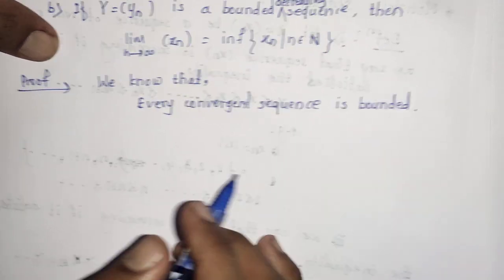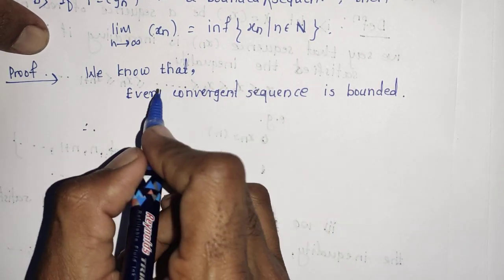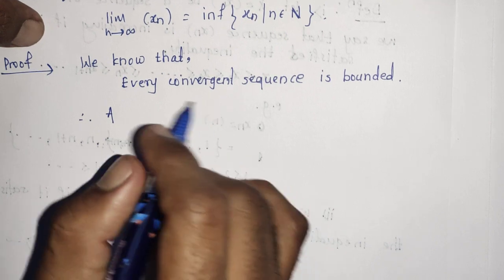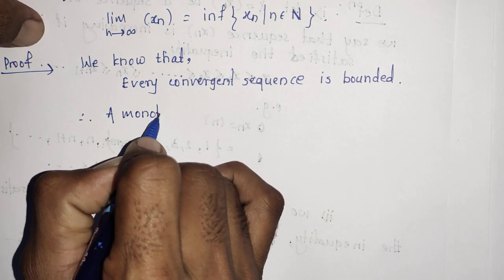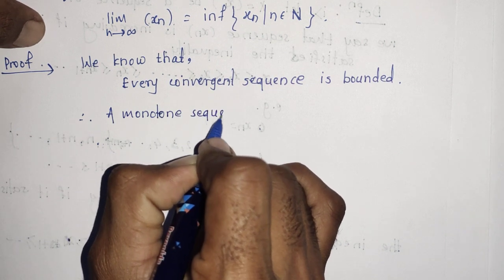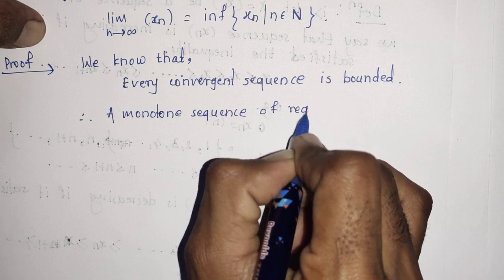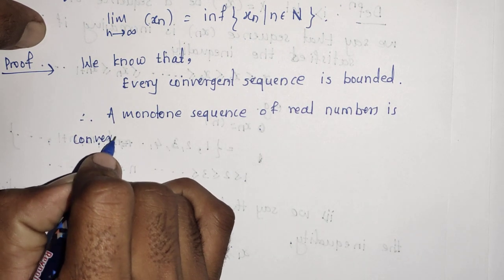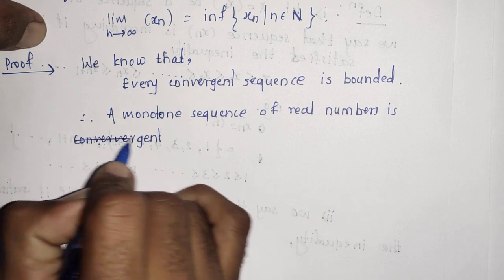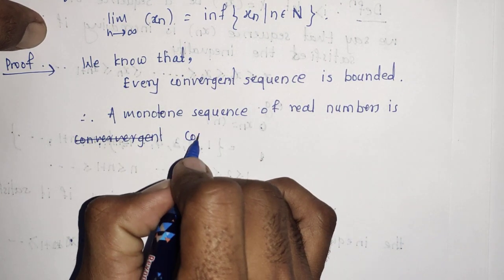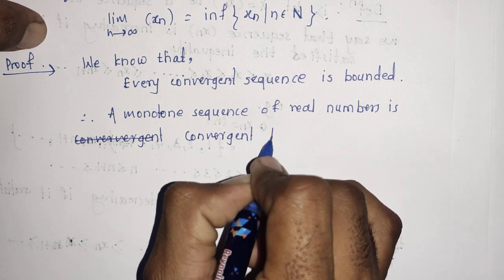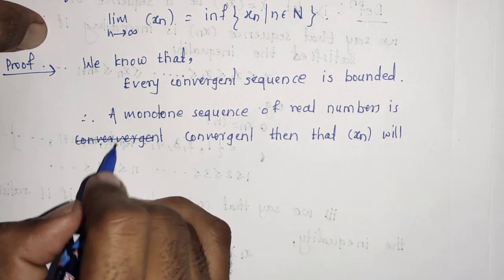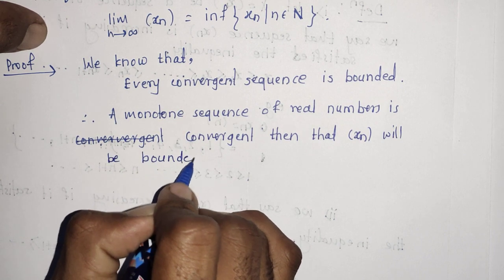Every convergent sequence is bounded. Therefore, if a monotone sequence of real numbers is convergent, then that sequence will be bounded, then that xn will be bounded. Hence the first part is proved.